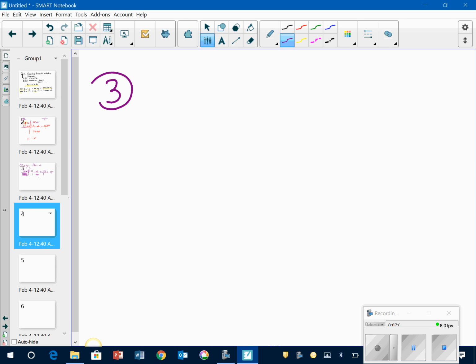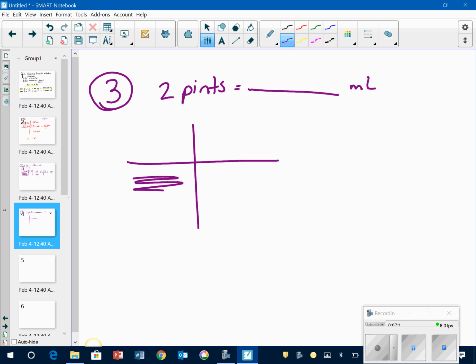Next, number 3, you have 2 pints is equal to blank milliliters. Again, our handy dandy cross, or plus sign. Mark that one out. We have pints here, and I'm going to abbreviate with a P, and milliliters here. If you have pints here, you're going to have pints here. So you're going to have 2 pints, and then we need to find the numbers for the milliliters and pints.